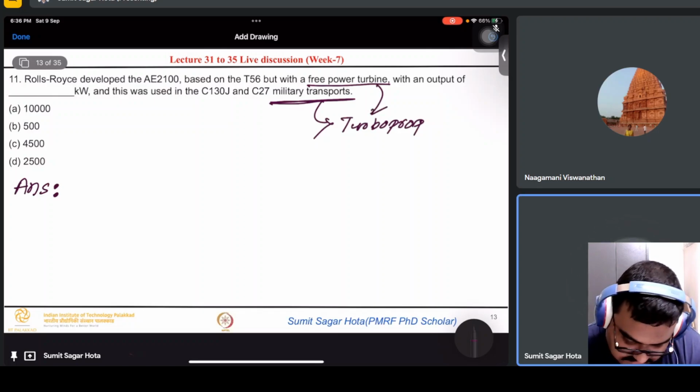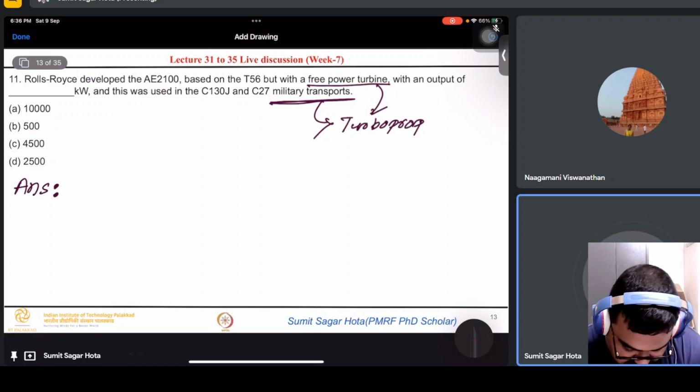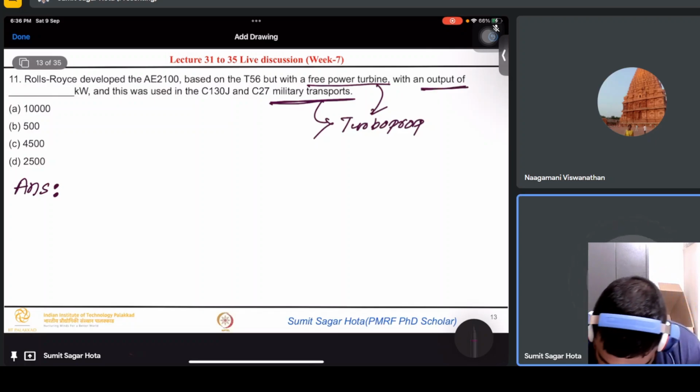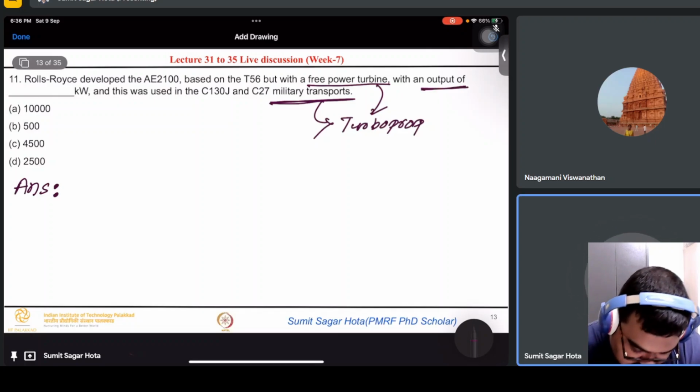From these two hints we know that it is a turboprop. Now for a turboprop, what is the power requirement, the output power? That you should know. And if you don't know, that also can be worked out.